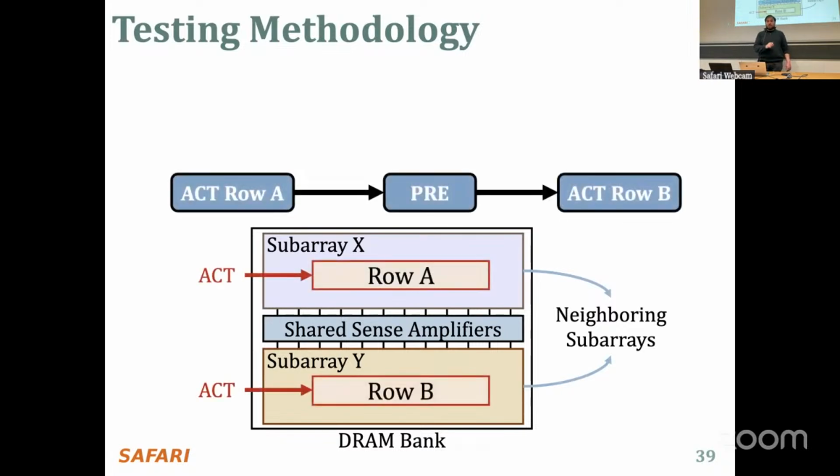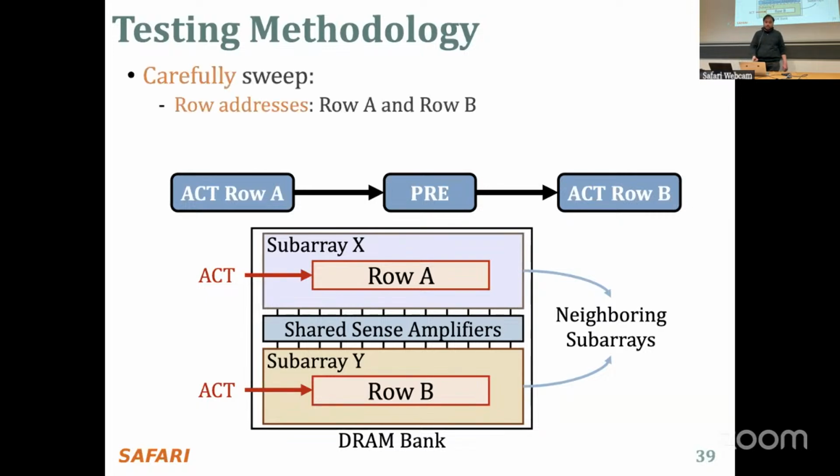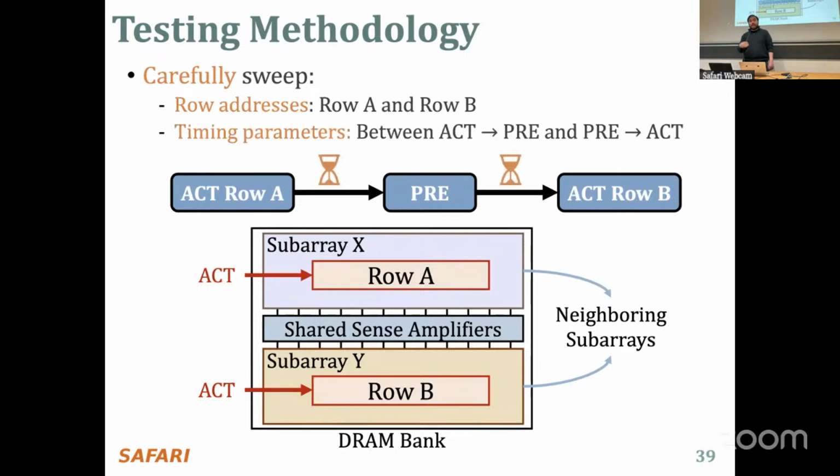And we use a key command sequence called activate row A, precharge, and activate row B, where row A is in subarray X and row B is in subarray Y. And we carefully sweep these row addresses to cover all rows in their subarray. And we sweep the timing parameters between each command in this command sequence.